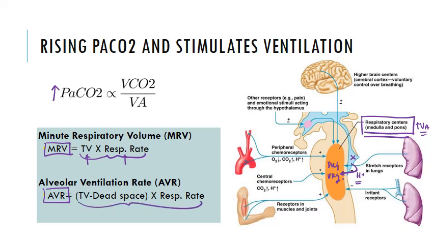And the AVR essentially is the minute respiratory volume minus dead space. So let's recall that tidal volume is approximately 500 milliliters. Dead space is approximately 150 milliliters of air, and the respiratory rate we can say is 12 times per minute in somebody that's resting. So the alveolar ventilation which is occurring is 300 milliliters of oxygen times 12 respirations per minute.